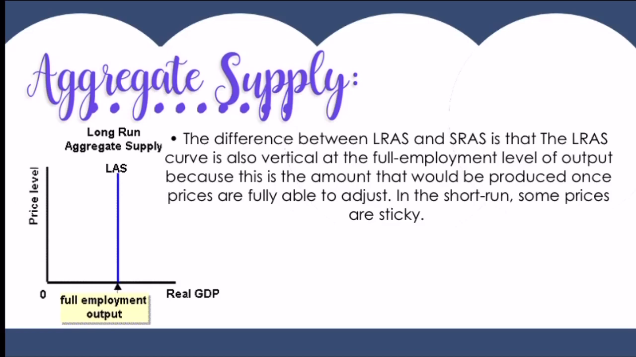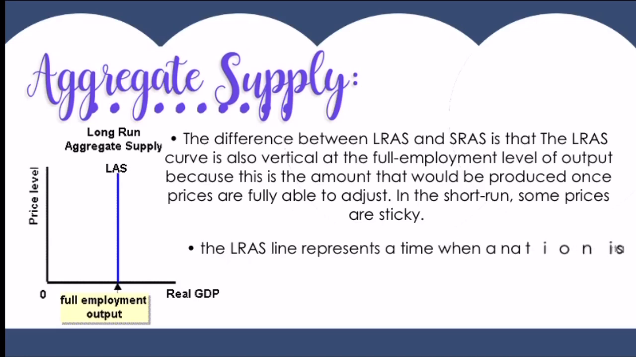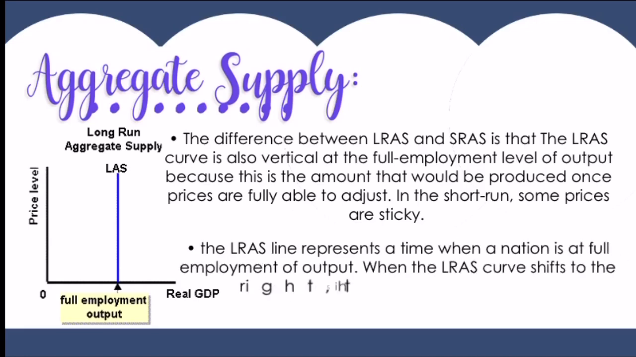In the short run, some prices are sticky. This means that producers might respond to changes in the price level by changing their output. However, in the long run, those prices are unstuck, and once they have fully adjusted, the economy will produce the efficient full employment output. A point on the long-run aggregate supply vertical line is the equivalent of a point on a production possibilities curve. Remember, a point on the PPC means that an economy is using all of its resources efficiently. Therefore, the LRAS line represents a time when the nation is at full employment of output.